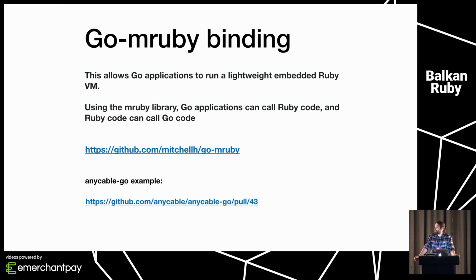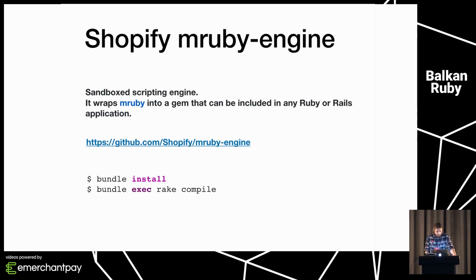Also, if you are a Go developer, you can try to execute Mruby in your application because there is a Go Mruby binding. This extension allows you to execute Mruby code from your Golang application, and from the other side you can also run Go code from Ruby code. If you're interested, there is an example from Vladimir Dementiev in his project AnyCable-Go. I think a lot of people know about the AnyCable repository, so you can find it.